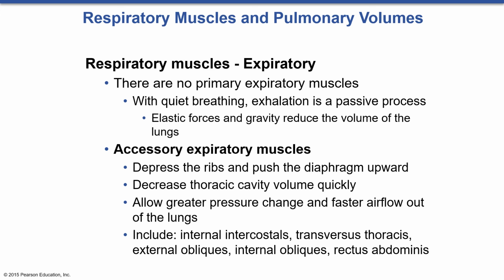However, during deeper breathing and exercise, we use a number of other muscles in order to increase the force and speed with which we can actually expire air. The accessory muscles depress the ribs and push the diaphragm upward, decrease the thoracic cavity volume very quickly, and allow for a greater pressure change and faster airflow out of the lungs. These muscles include the internal intercostals, transverse thoracicus, external obliques, internal obliques, and the rectus abdominis.